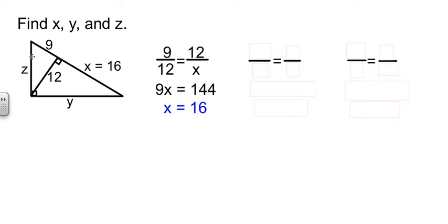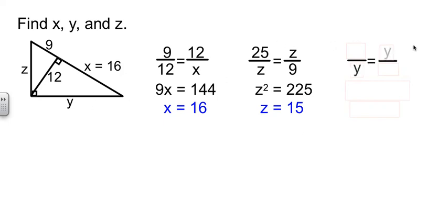Now we know we're looking for Z. Z is a leg, so it's the mean between the whole hypotenuse, which is now 25, and the part next to Z, which is 9. Cross multiply, take square root. And then finally to find Y, Y is the mean between the whole hypotenuse, 25, and the part next to Y, which is 16. Cross multiply, take a square root.